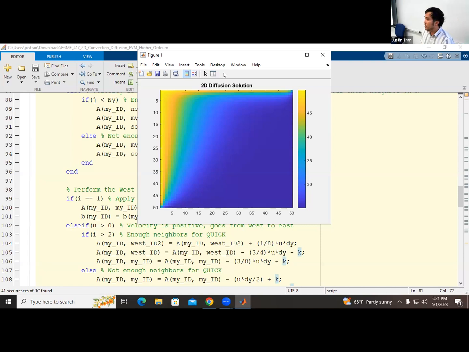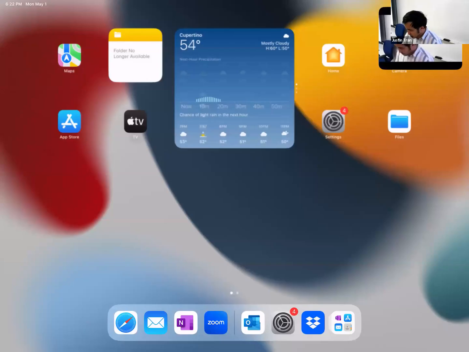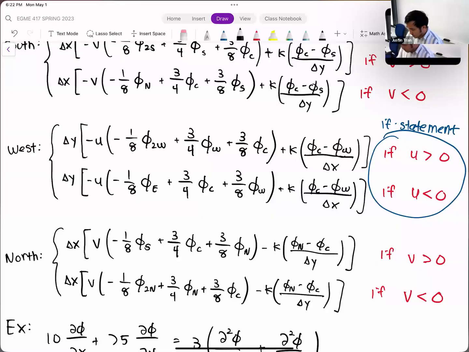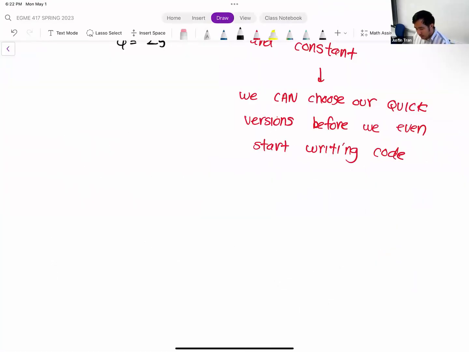All right. Any questions on this code here? Okay. All right, so I'll post this code online, and so you'll have it. So I'll definitely do that when I get back to my office today. But that's basically the quick scheme. Okay. All right, and so with that, that's the end of the higher order scheme. So let me go ahead and bring back the iPad here. All right, and so with that, that is the conclusion of higher order.